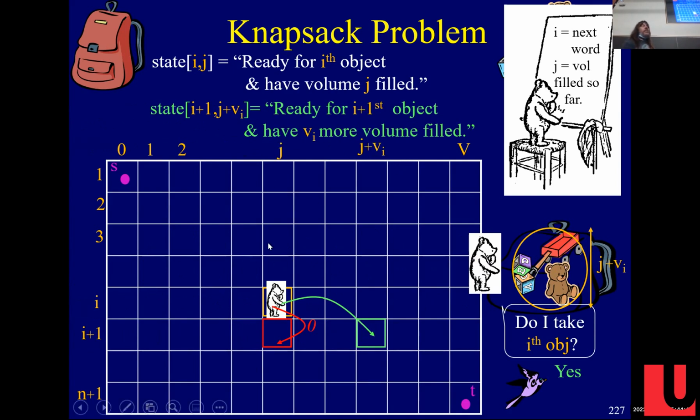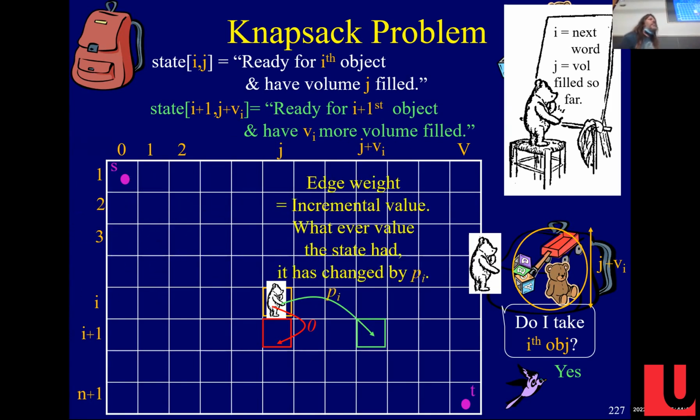v_i is the volume of the object. We know what the object is, right? So we know its volume. We move over that and we come down one. Everybody buy that? And what's the price of that edge? v_i, thank you. It's the value of the ith object, right? Everybody follow this? It's the first time I taught it like this. It really is easier. I got to tell you, this is easier.